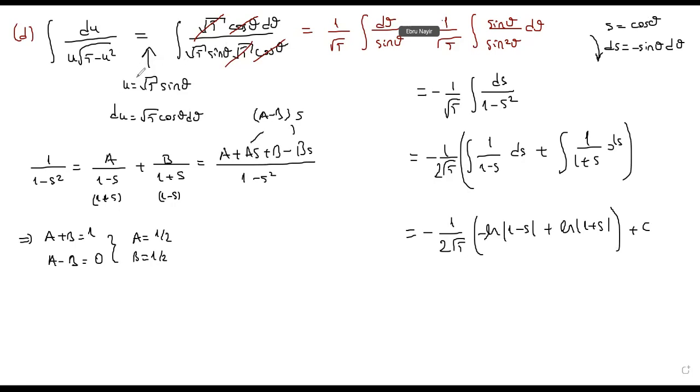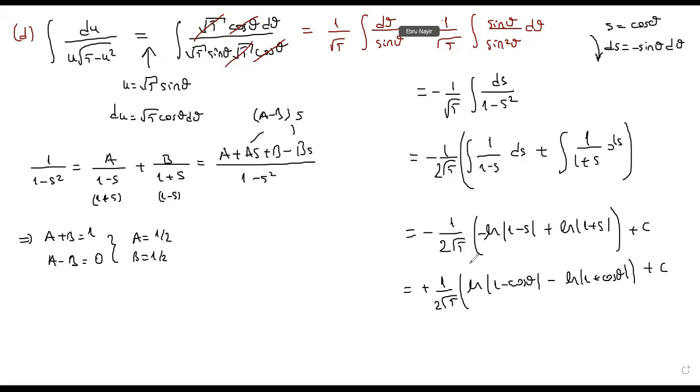So if we write instead of s cosinus theta, what do we get? It's equal to this. So let's write these. So instead of minus here, let's multiply them and get this: ln of 1 minus cosinus theta minus ln of 1 plus cosinus theta plus some constant. It's not important now. All right.